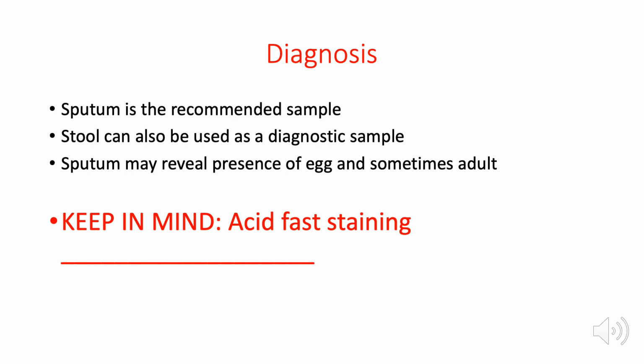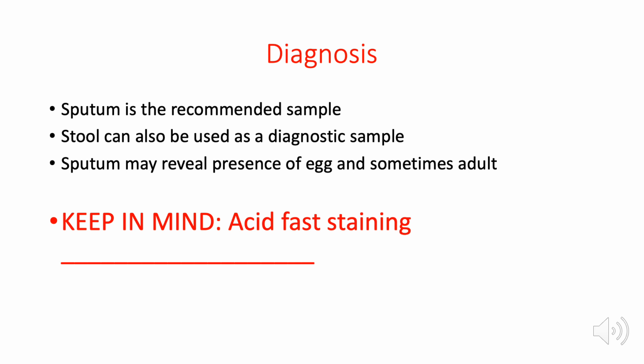Paragonomiasis can be diagnosed by examining the sputum or stool of the patient. They would present with hemoptysis. That's why most of the time they are mistaken as tuberculosis. And most doctors would request that the sputum of the patient should be stained with acid fast. The problem with acid fast is that once you apply it on the sputum sample, the acid fast stains or chemicals will destroy the eggs, and the medical technologists will not be able to see them, and that will now lead to the misdiagnosis of the case.